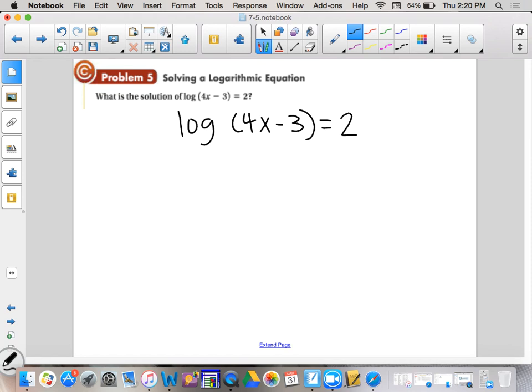Now, we've solved logarithmic problems before. We take the logarithmic equation and we put it into exponential form. But before I do that, I need to know what my base is. What's my base number? If there's not a base, what do we know that it is? A 10.